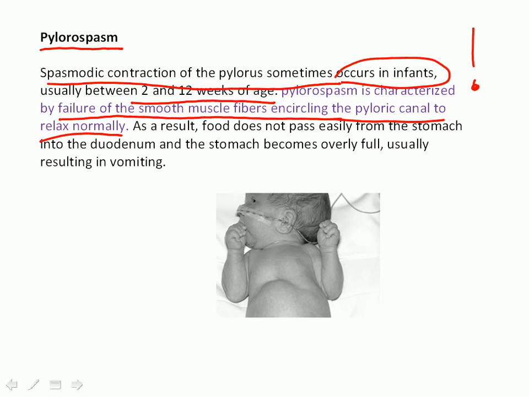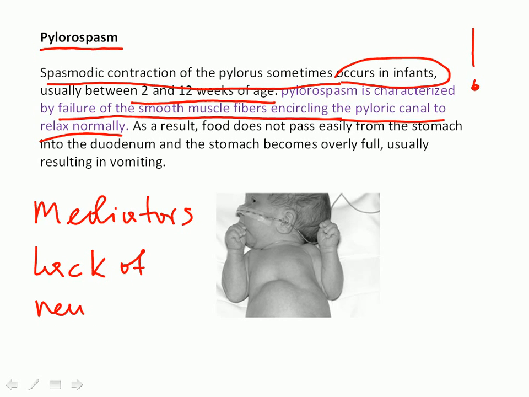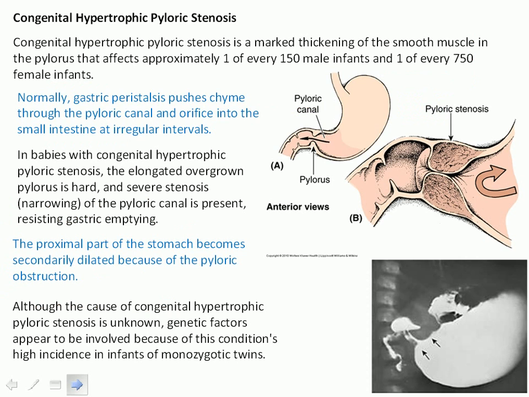What is the mechanism of this defect in relaxation is really difficult to understand. Most likely it's defects either in the mediators or in the formation of a specific type of neurons which are responsible for relaxation of the smooth muscle cells. As a result, food will not pass easily from the stomach into the duodenum, and the stomach becomes overly full, usually resulting in significant vomiting after feeding.